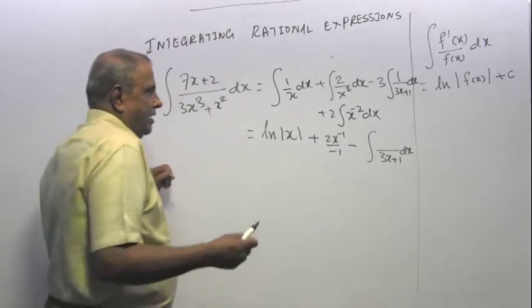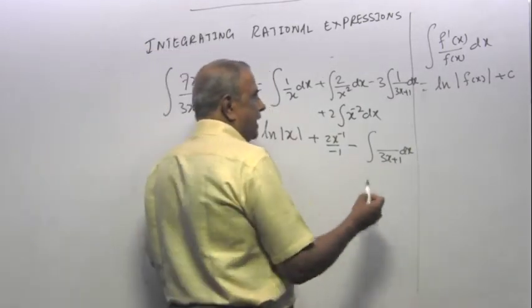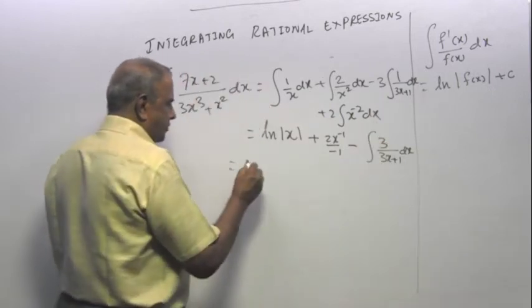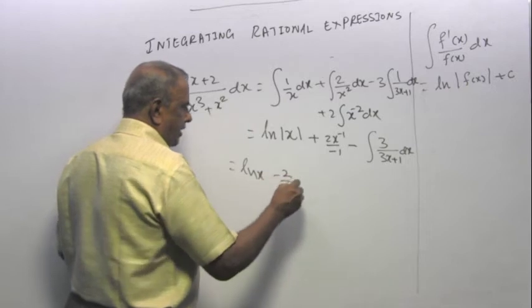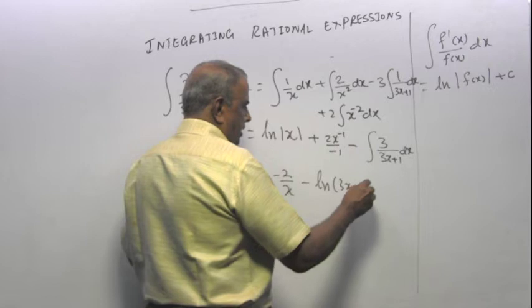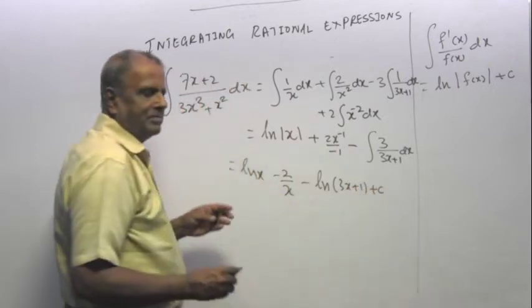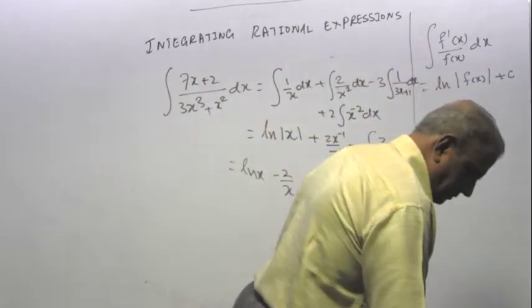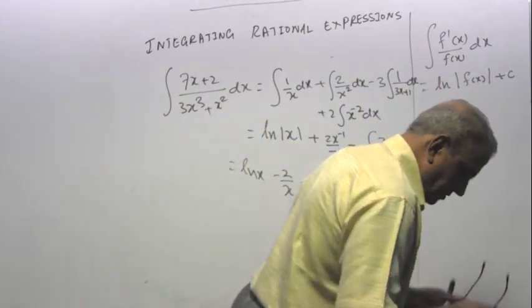Okay. When you differentiate 3x plus 1, I get a 3. I had a 3 there, so I could bring the 3 there. So it becomes ln x minus 2 over x minus ln 3x plus 1 plus c. Yeah? Good. Let me take one more interesting question.